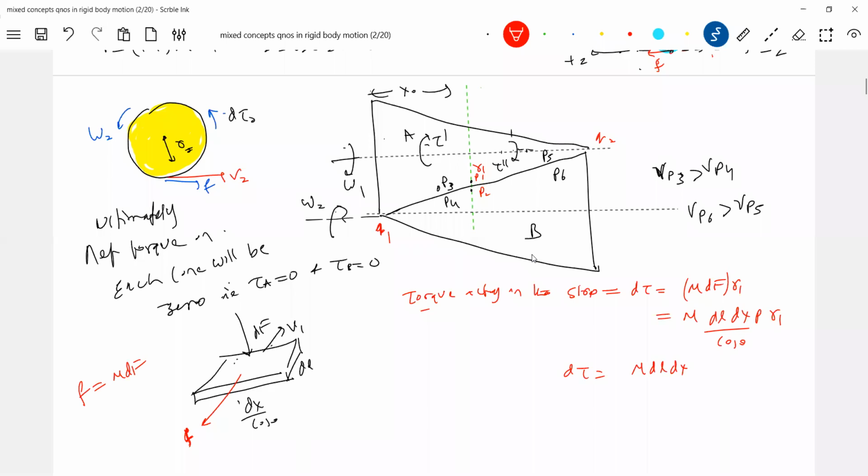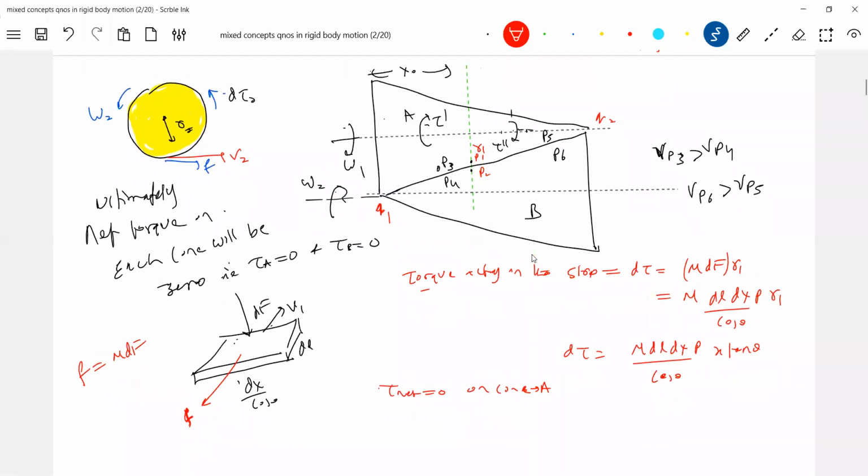So d tau equals mu dl dx p cos theta, and R1 will be x tan theta. Okay, this is a generalized equation. We'll keep it here now. Now, as I go from Q1 to P1 and P1 to Q2, what's happening to the torque? The torque will be 0. So I'll break up the net torque equals 0 on any one cone. Let me take cone A. Then the net torque will be 0.